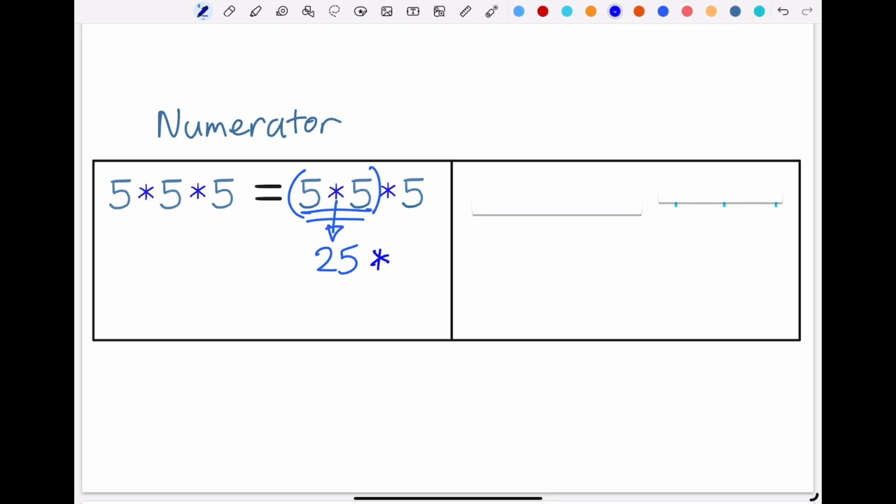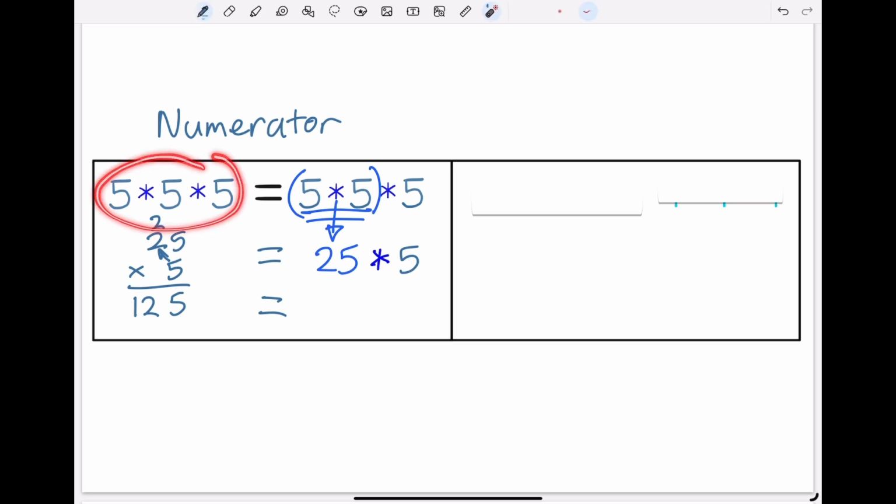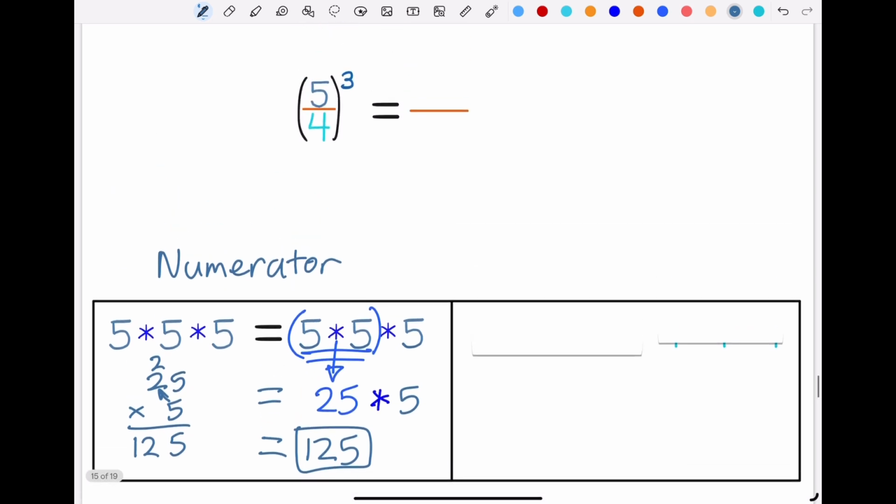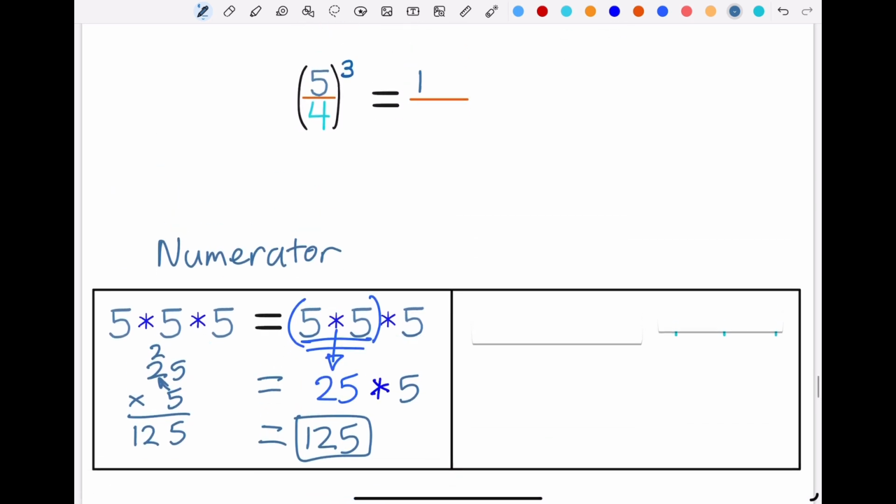Let me get that here. And now all we have to do is multiply 25 and 5 together. So 25 times 5. 5 times 5 is 25, so we carry the 2. 5 times 2 is 10, plus 2 is 12. So that means the product of three 5's is 125. And that gets us our numerator. So our numerator is 125.